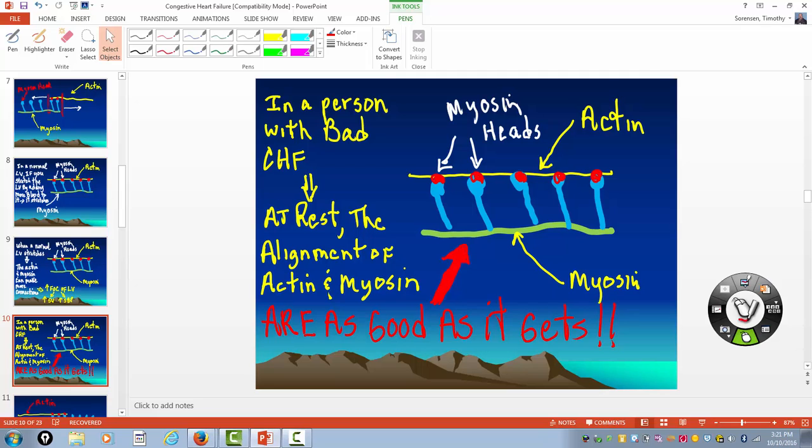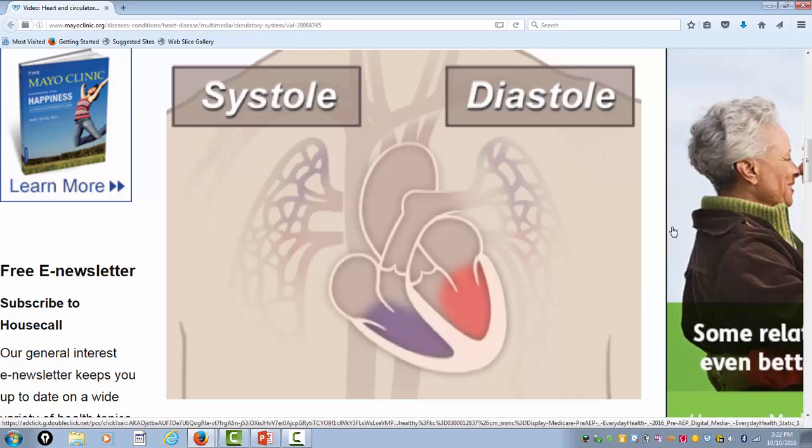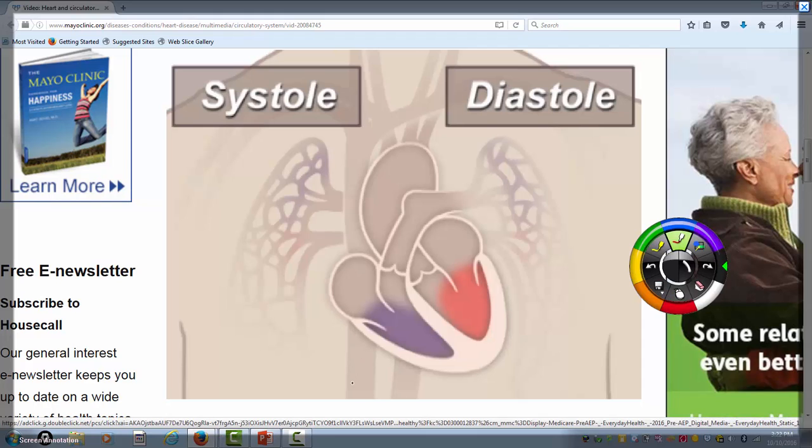This is as good as their heart's ever going to contract. In a person with congestive heart failure, if their actin and myosin are aligned, that's as good as it's going to get ever for them. Do you want to be sending more venous blood back to the right side of the heart?